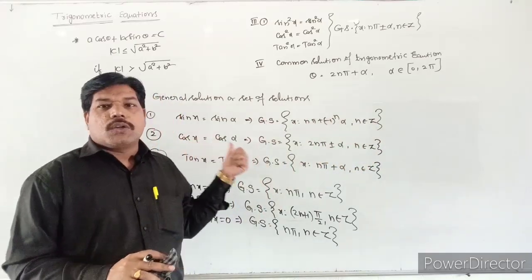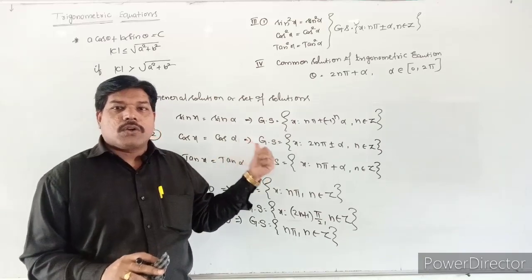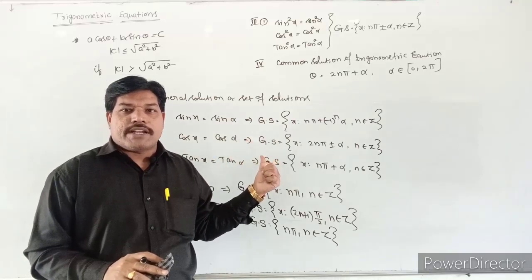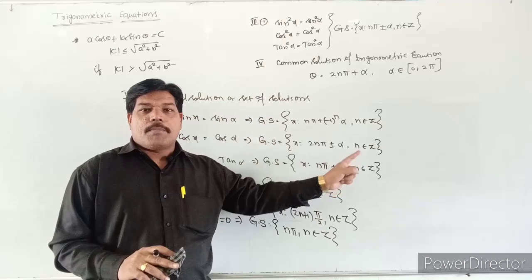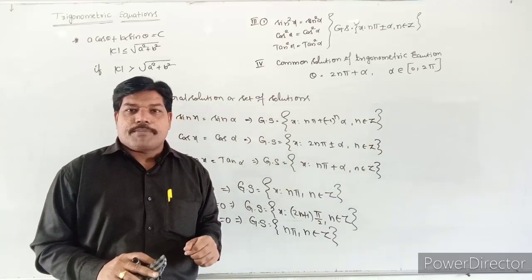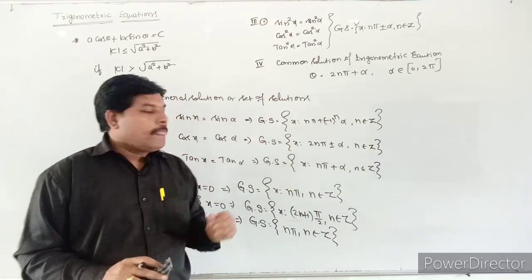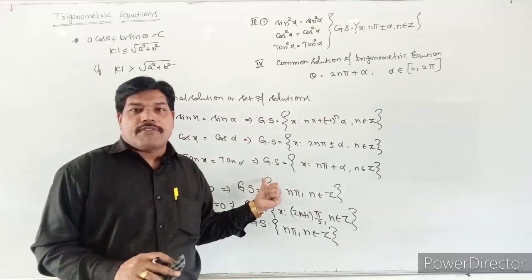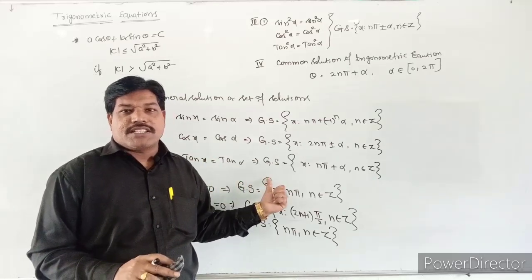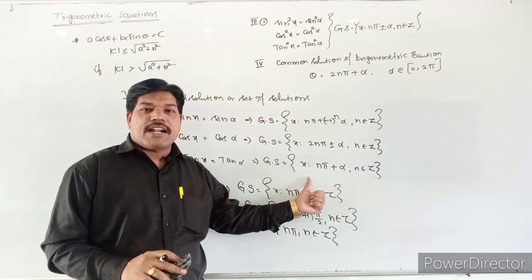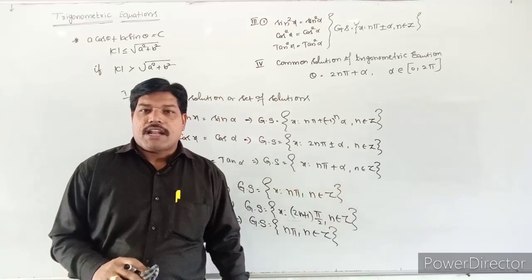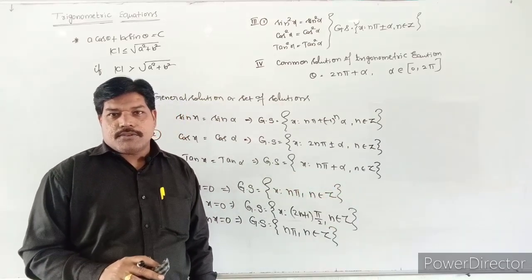So cos x is equal to cos alpha. Then what is the general solution, students? That is 2n pi plus or minus alpha. So tan x is equal to tan alpha. Then what is the general solution? That is nothing but n pi plus alpha. n pi plus alpha is the general solution.